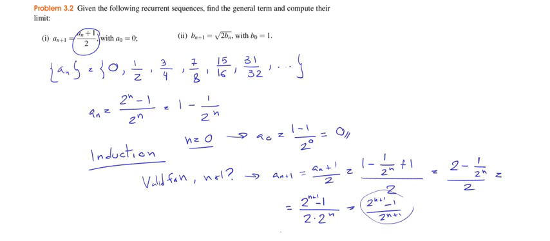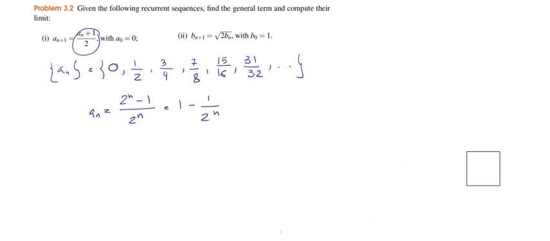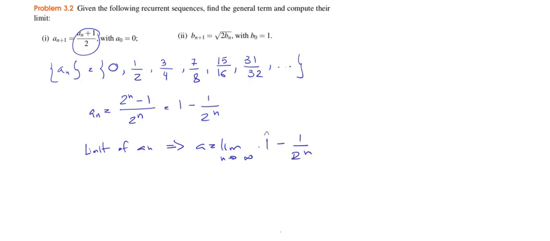So we now know that this expression is valid because we have proven it using induction. And the limit is just making n go to infinity. So the limit of this sequence a sub n is the limit when n goes to infinity of 1 minus 1 over 2 to the n. This thing goes to 0, so the limit of this is 1.